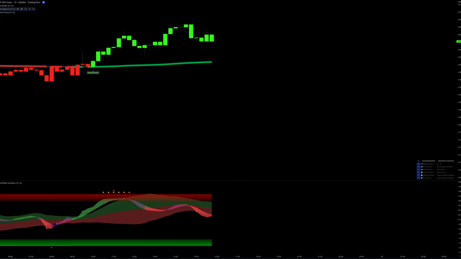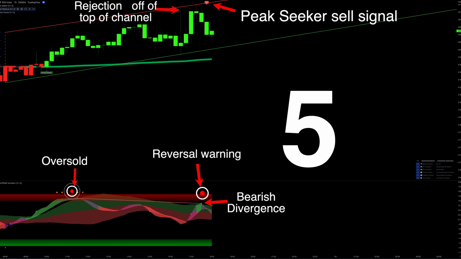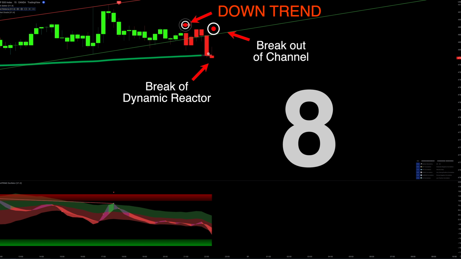Trend mode tends to be very accurate, but we strongly advise that you use other tools in the ChartPrime trading suite in confluence with trend mode in order to identify which trends have a higher chance of playing out than others.